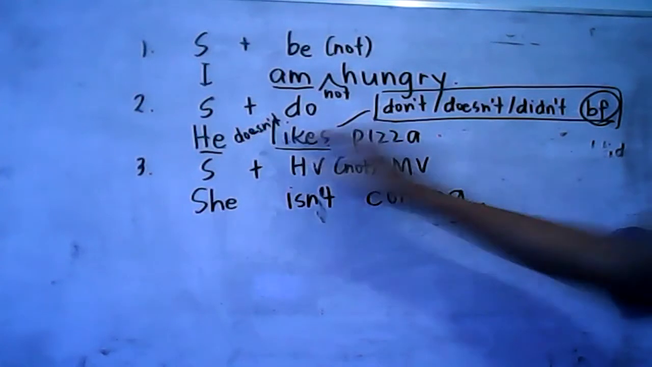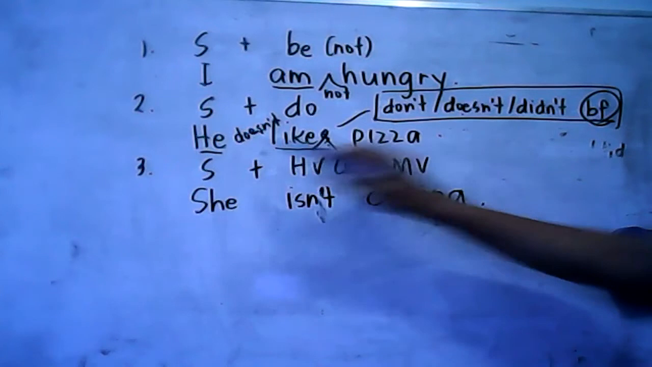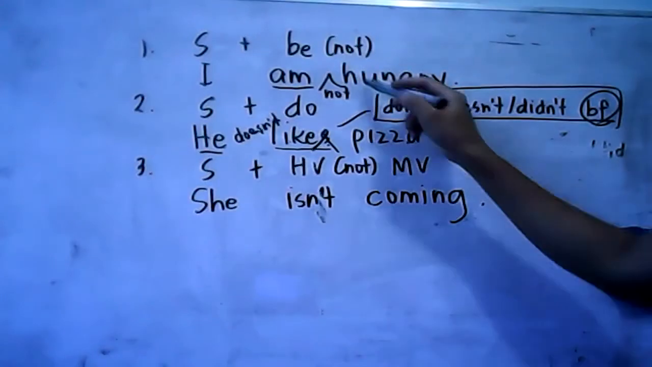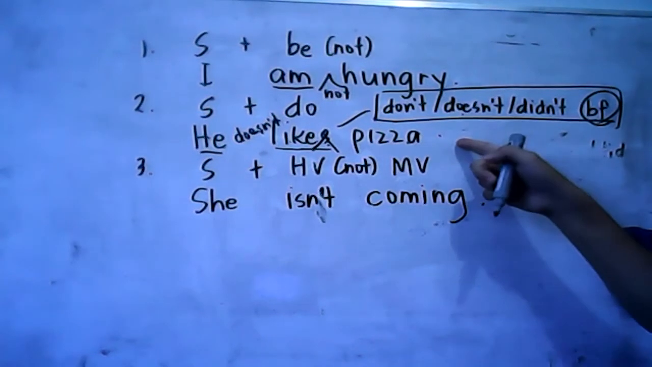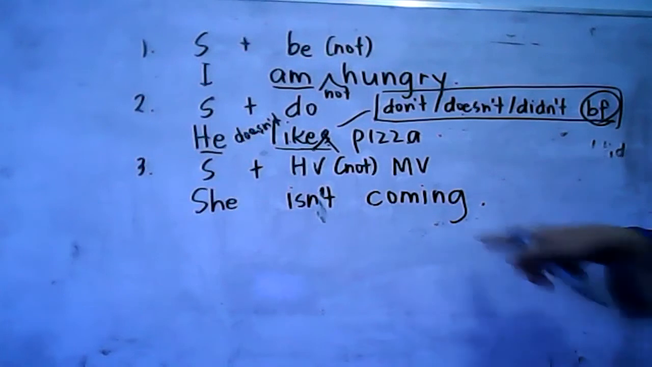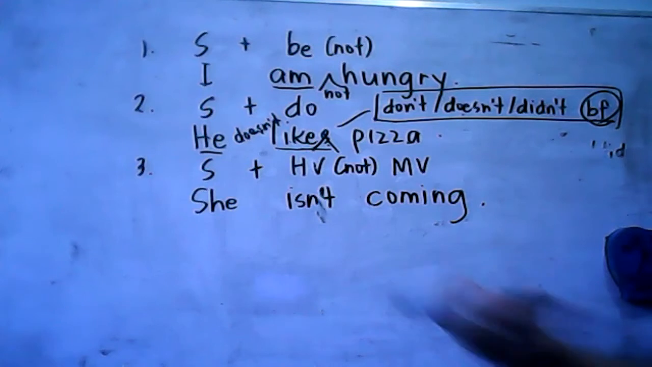And then doesn't plus base form. So he doesn't, change this one to base form. He doesn't like pizza. So I am hungry, the negative is I'm not hungry. He likes pizza, he doesn't like pizza. She is coming, she isn't coming. That's it for changing sentences to negative.